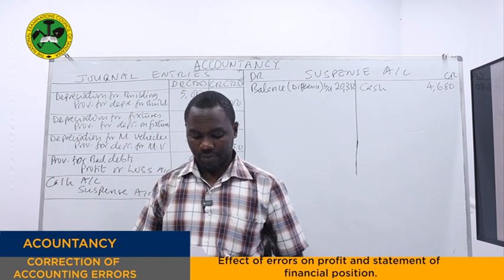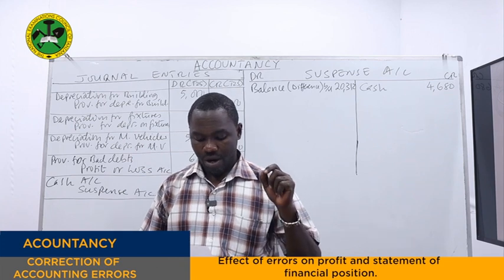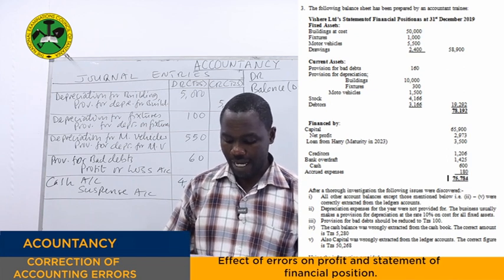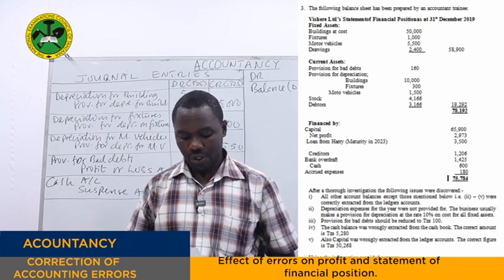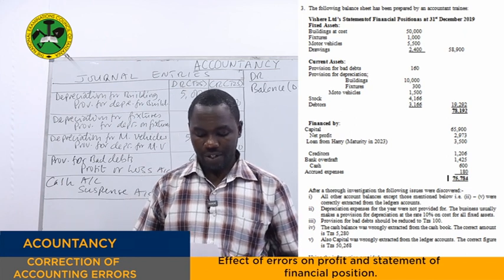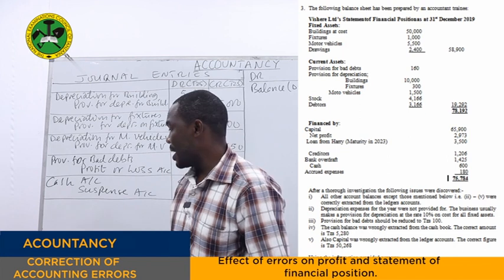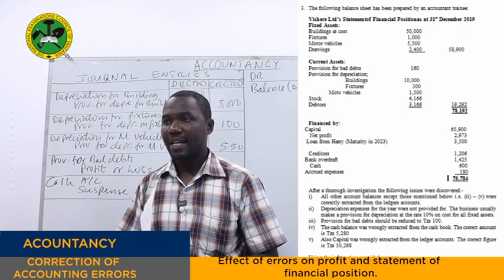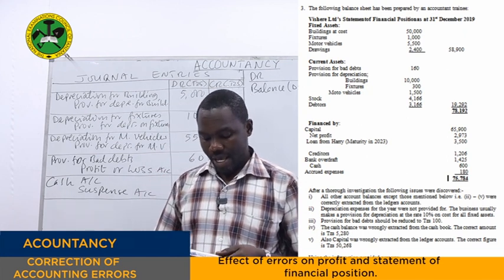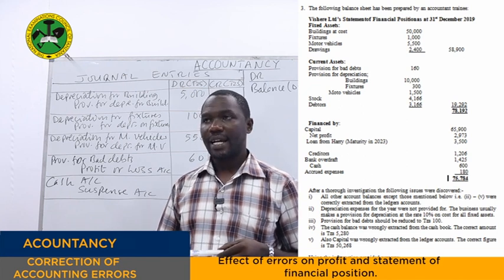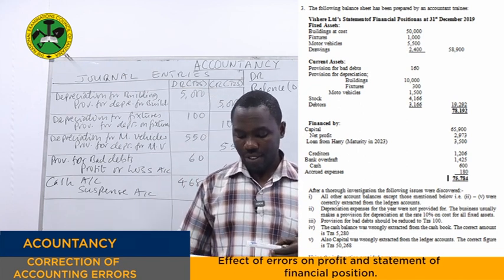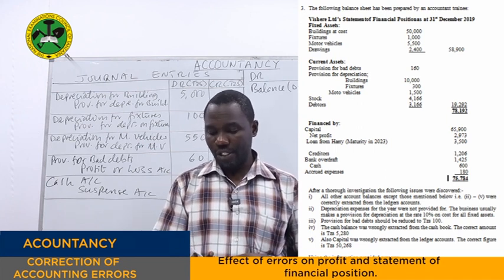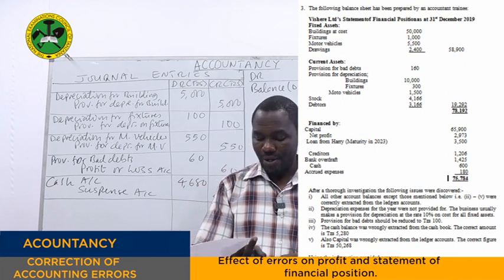The next item, that is Roman 5. Also, the capital was wrongly extracted from the ledger accounts. The correct figure is supposed to be 50,268. So the same as we did in the previous, we need again to adjust the capital. If the capital was wrongly extracted and the capital contains a credit balance, we need to check the difference to consider whether it was overstated or understated.